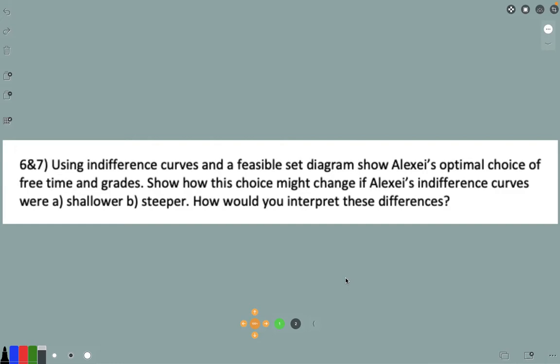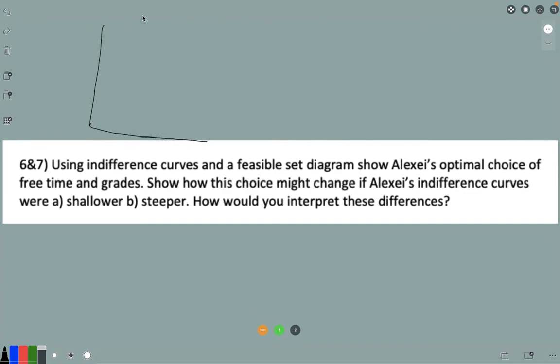A lot of people have been wanting me to talk through question 7 of the assignment, but it doesn't really make too much sense without talking through question 6 as well. So we're going to quickly cover question 6, which is just using indifference curves and a feasible set to show free time and grades, and then we'll get on to this steepness part, which I know lots of people struggled with. So what we're going to do is draw our axes.